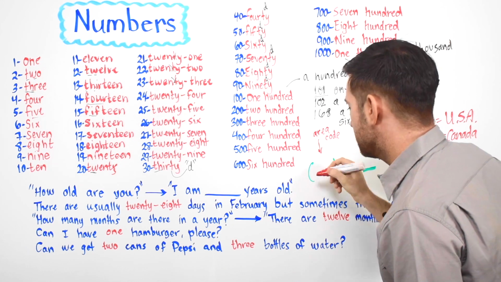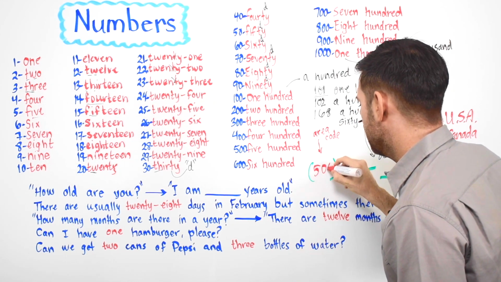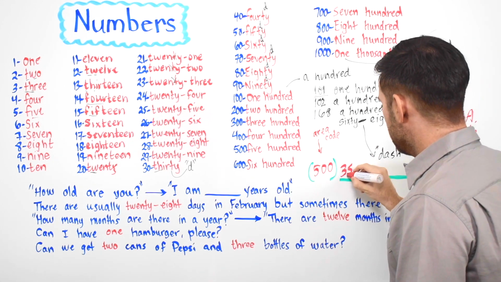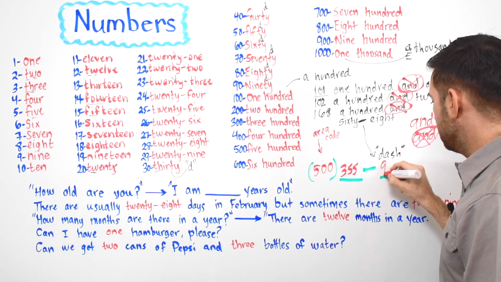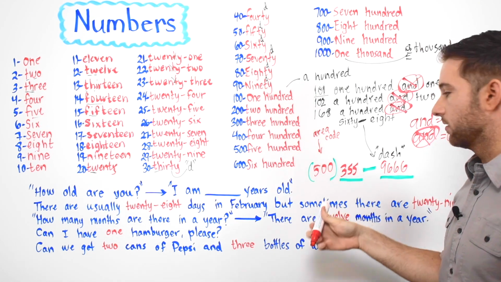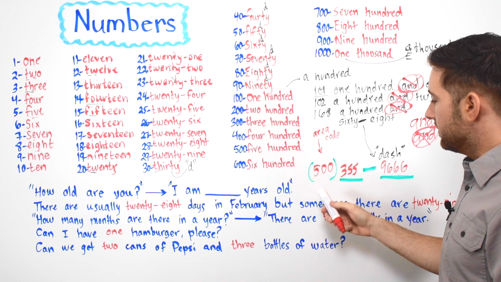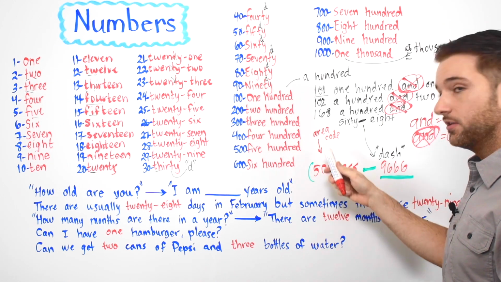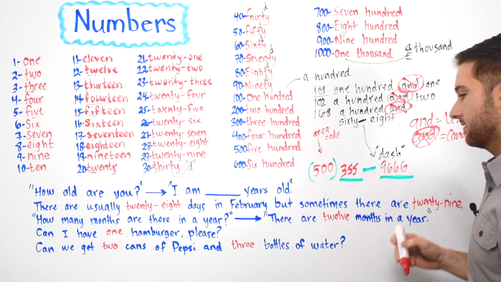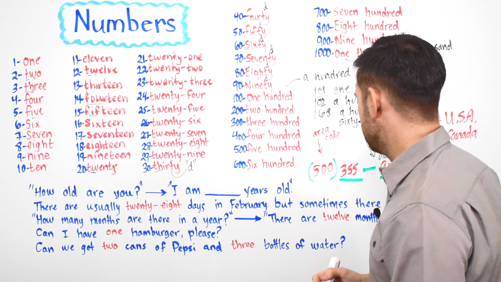and it is, let's say, 500, so we'd say 500-355-9666. Okay, so that's how you would say the number. My area code is 500, or you could say 500-355-966. That's it, and that's how you say the numbers.